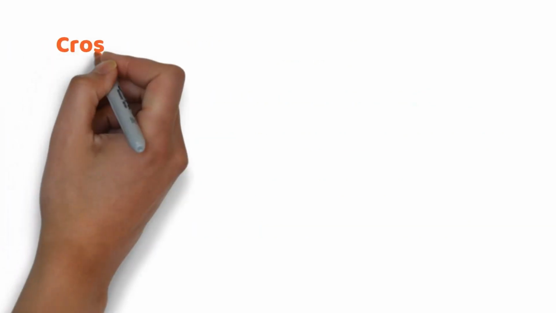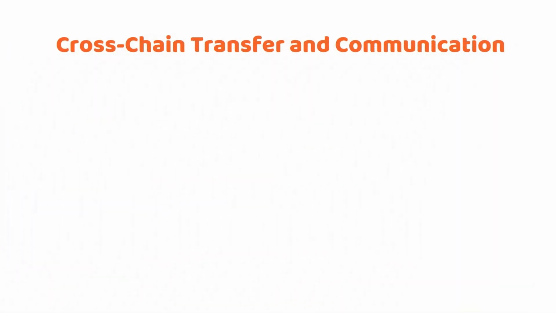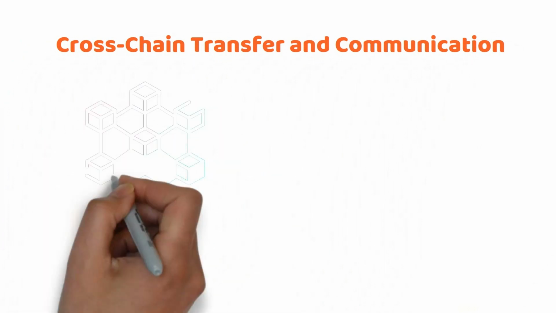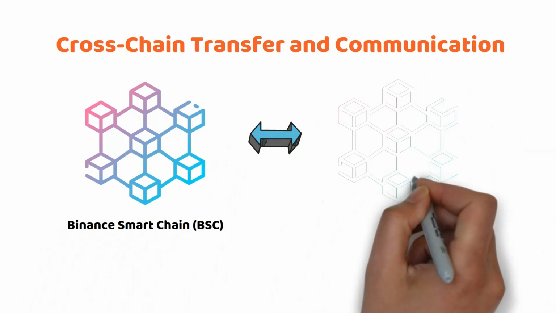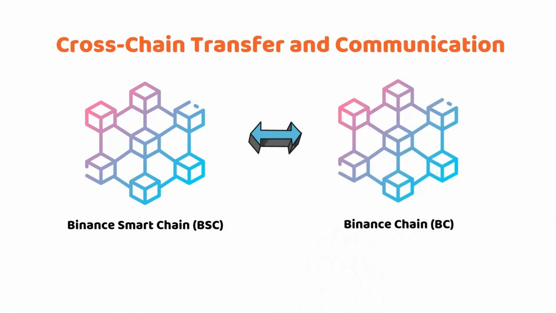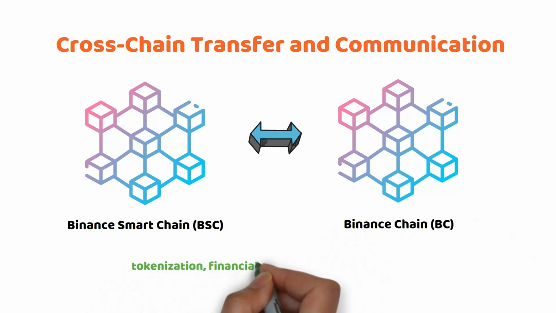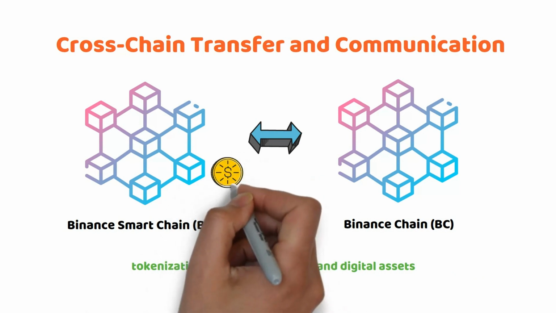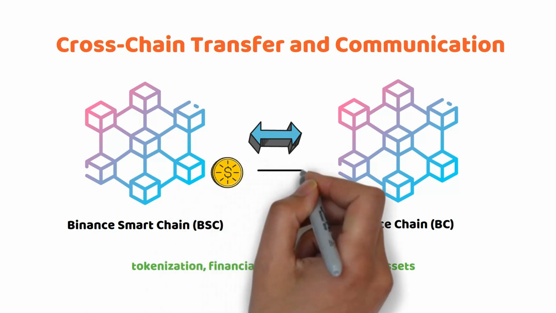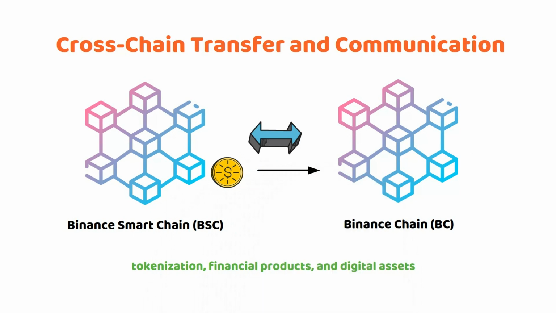Cross-chain transfer and communication. The foundation of Binance Smart Chain and Binance Chain being able to communicate with each other is essential to allow the community to take full advantage of the dual chain structure. This includes the ability for users to create and customize any type of tokenization, financial products, and digital assets on either BSC or BC as they desire. The ability for assets created on BSC to be traded and moved within a stable, high-performance, quick, and user-friendly environment on BC through both manual and automated methods. The ability for users to easily manage and access these assets through a single, unified interface and toolset.